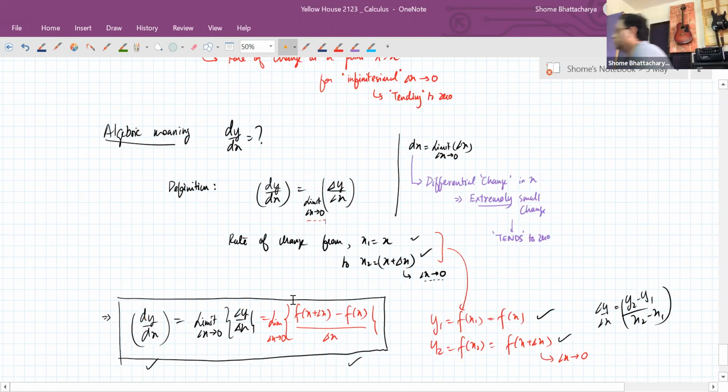So dy by dx is only applicable when delta x tends to 0. In other words, how do we calculate dy by dx? By making delta x tend to 0. You're understanding? If delta x is not tending to 0, then it's an average rate of change. But when I make delta x tending to 0, it converts from an average rate of change to an instantaneous rate of change. Okay, sir.